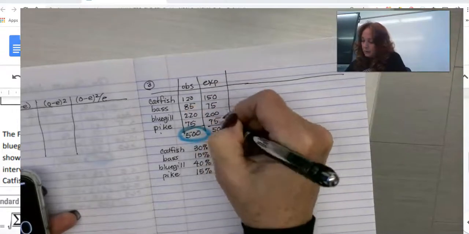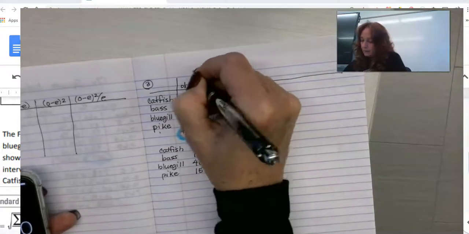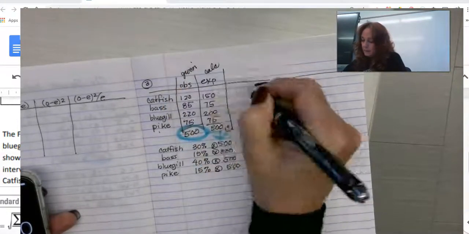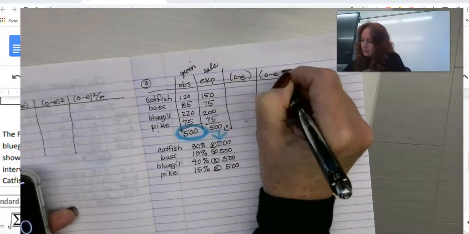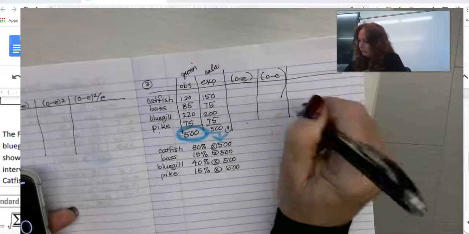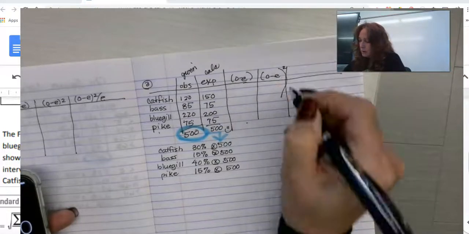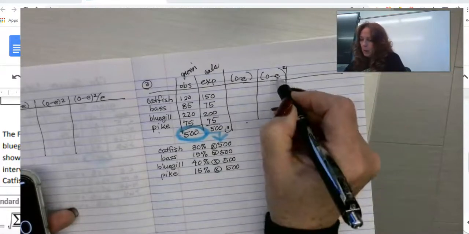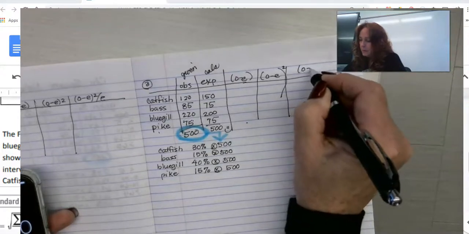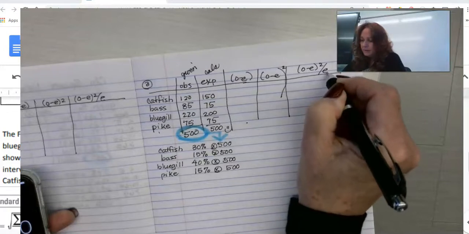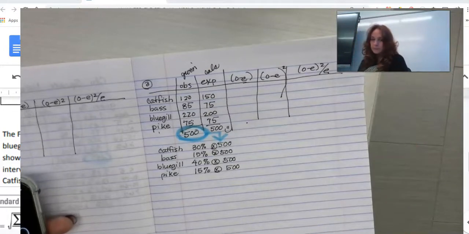Expected was this, I calculated. This was given to me. And so I'll take the differences, squared. It's always observed minus expected. And then remember that you're going to divide by different numbers here.